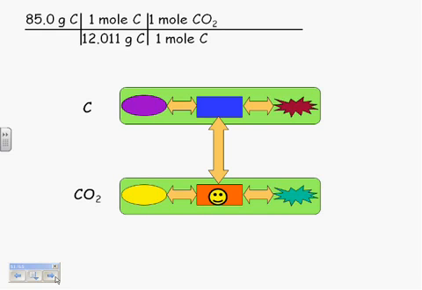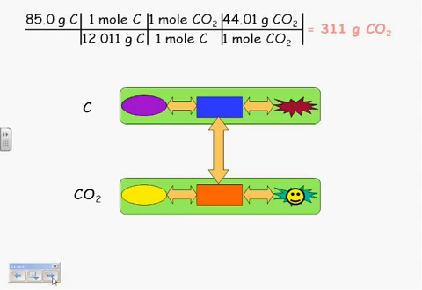And now that I know how many moles of carbon dioxide I have, I'm going to use the molar mass of carbon dioxide. I add up 1 carbon and 2 oxygens, and I get 44.01 grams of carbon dioxide. And I'll be into a mass of carbon dioxide. My calculation is done, and when I crank that out, I get 311 grams of carbon dioxide. Okay, so that's a fairly straightforward stoichiometry problem.